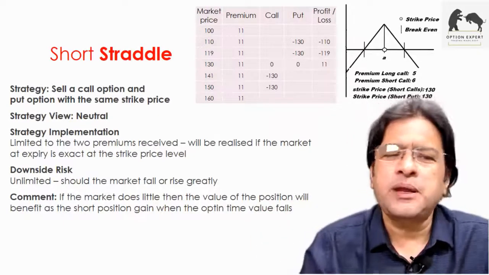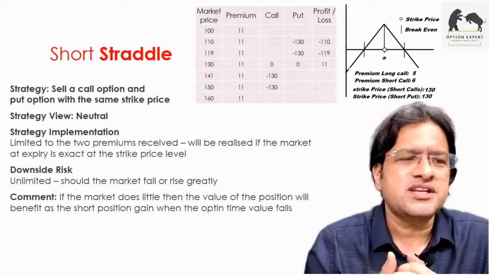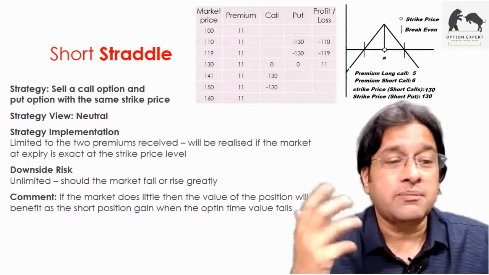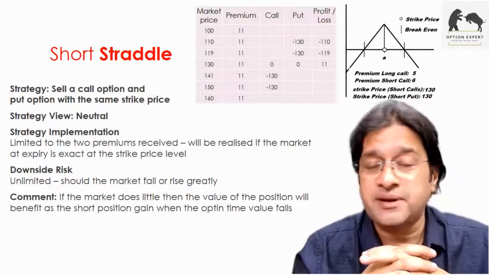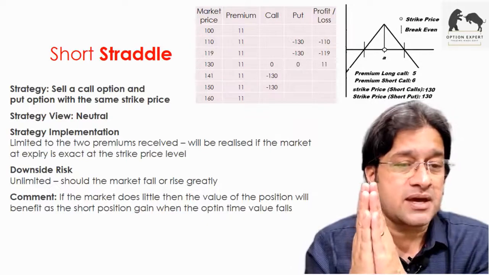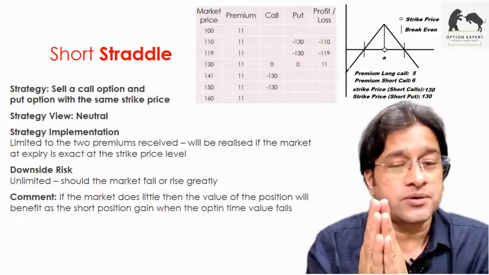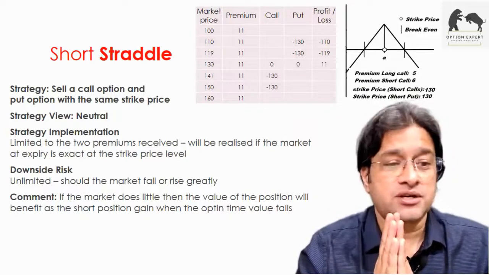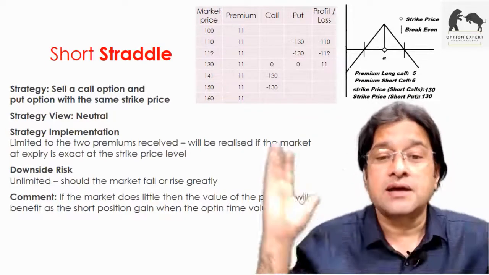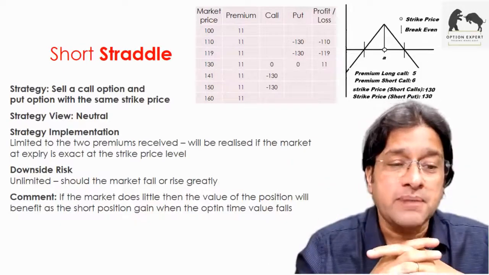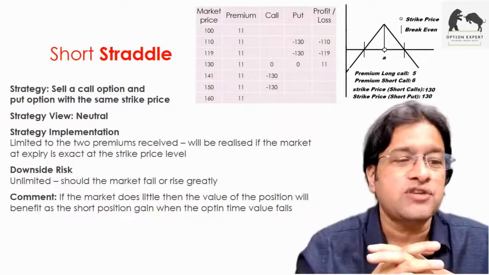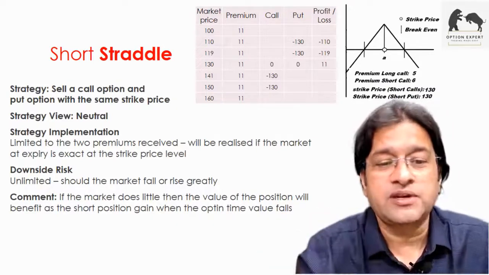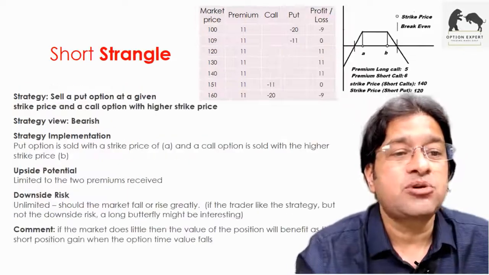The profit is limited to the two premiums received. That's the maximum potential. If the market expires exactly at the same strike price, as well as within the spread, you're going to make money. Downside risk is unlimited should the market fall or rise greatly. If the market does little, the position will benefit as the short position gains in time. With time value decay, you stand to gain. This is about the straddle.